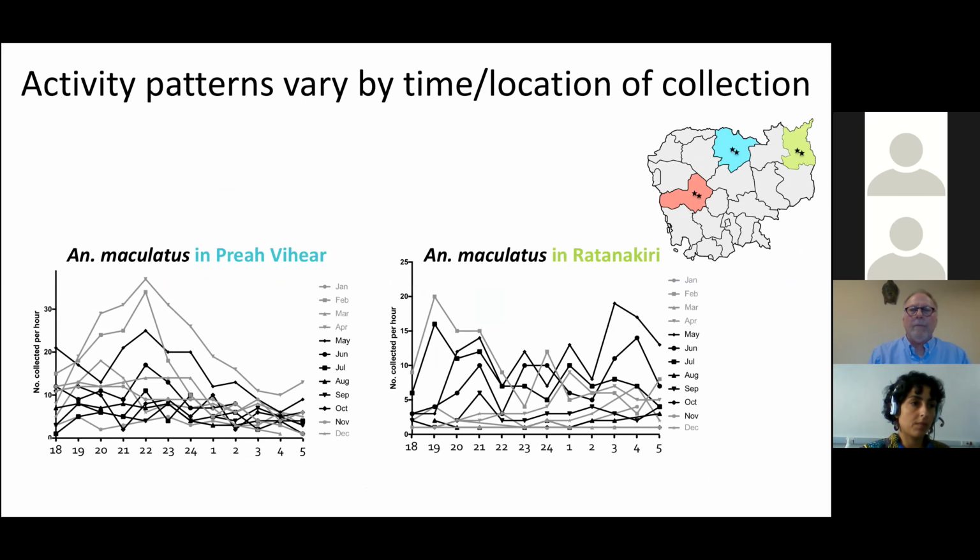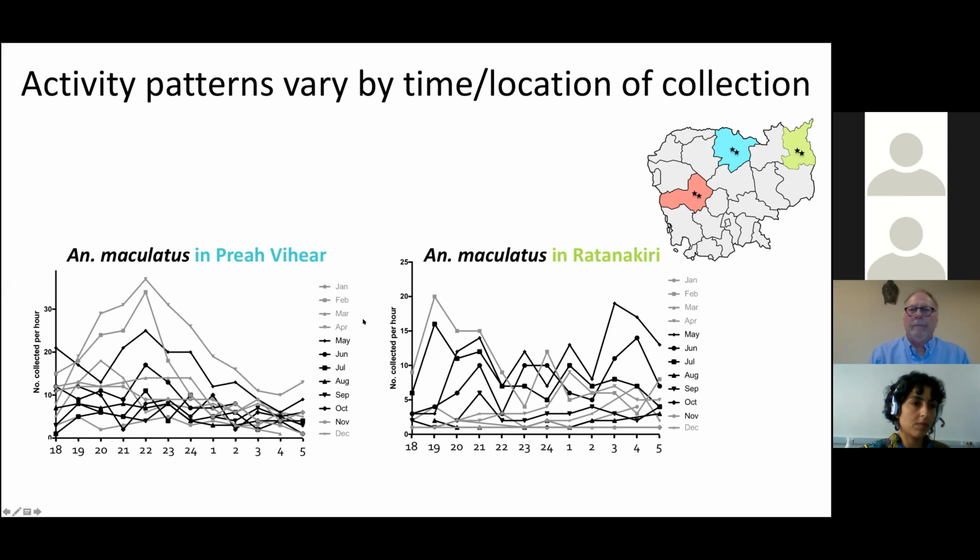When we do that, we find that any interpretation of nightly biting pattern can be skewed by when and where those mosquitoes are collected. So for example, here's Anopheles maculatus collected in Privihir in the north and Ratnagiri in the northeast by these different months. The ones that are darker are during the rainy season. And in Ratnagiri, we see this crepuscular biting pattern. And in Privihir, we see more of a peak around 10 p.m.